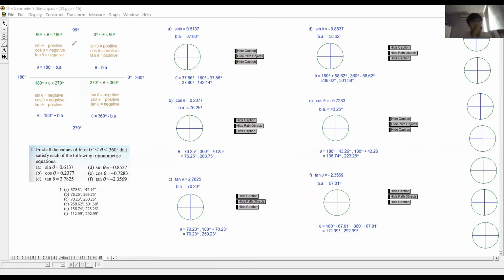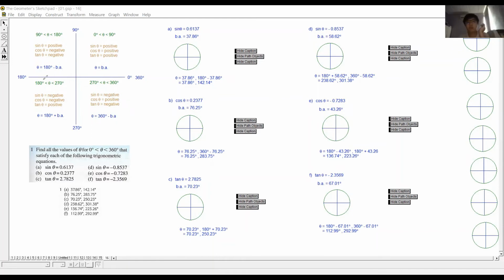Then the second quadrant contains angles between 90 degrees and 180 degrees. In this quadrant, the sine is positive, cosine is negative, tangent is negative. And how to get the actual angle? You use 180 minus the basic angle, and you will get the actual angle.